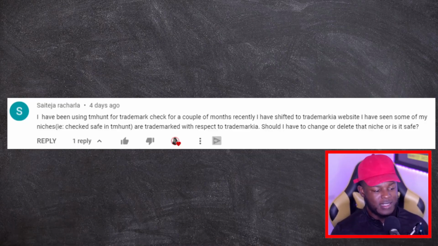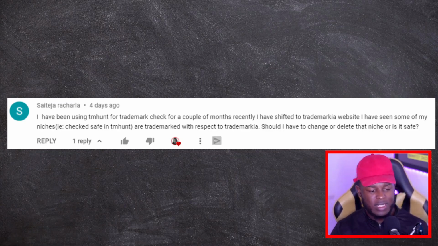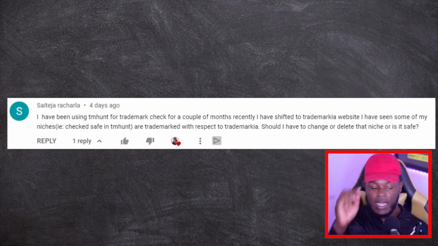Next up, we have Cytesia saying, I've been using TM Hunt for trademark checking for a couple of months. Recently, I've shifted to Trademark Engine. I've seen some of my niches, which were safe on TM Hunt, are trademarked on Trademark Engine. Because of this, should I change or delete that niche, and is it safe?